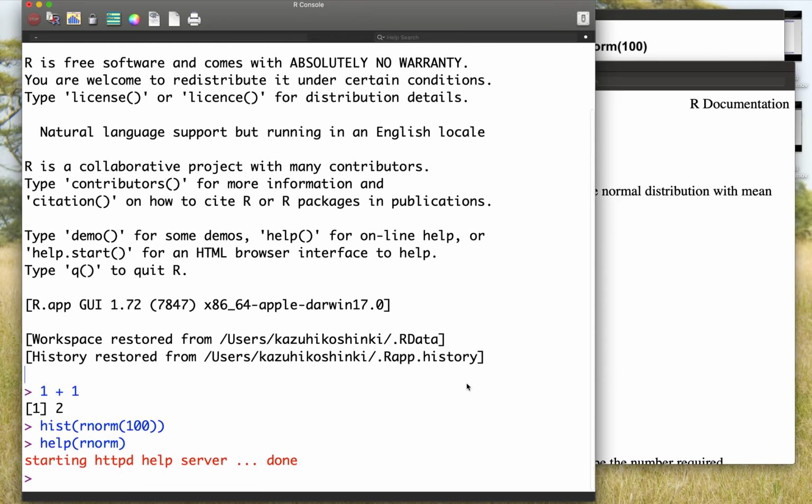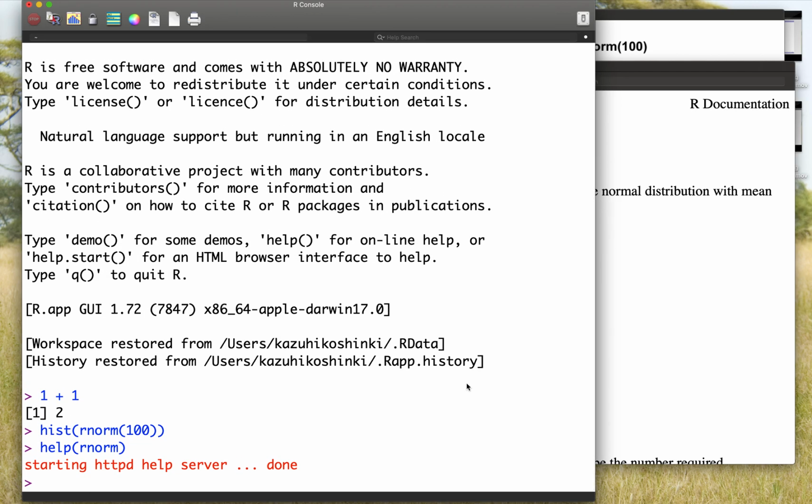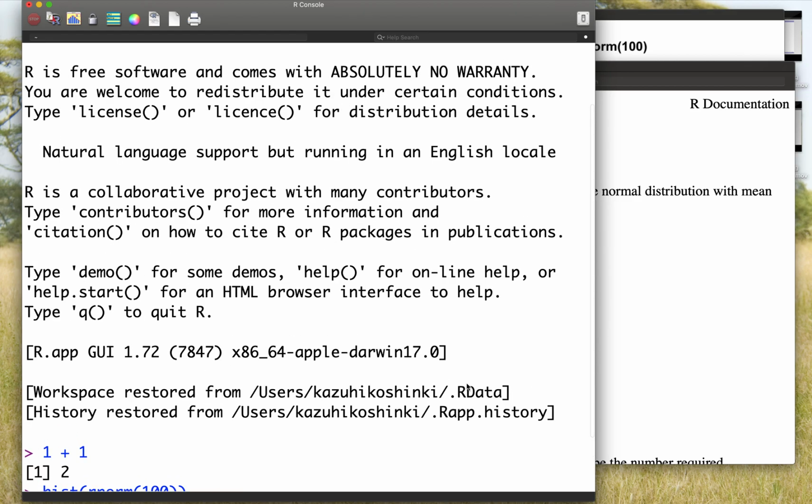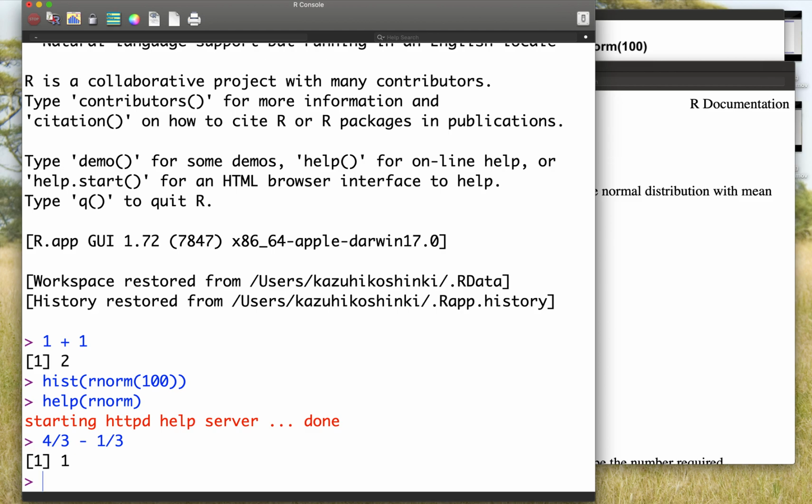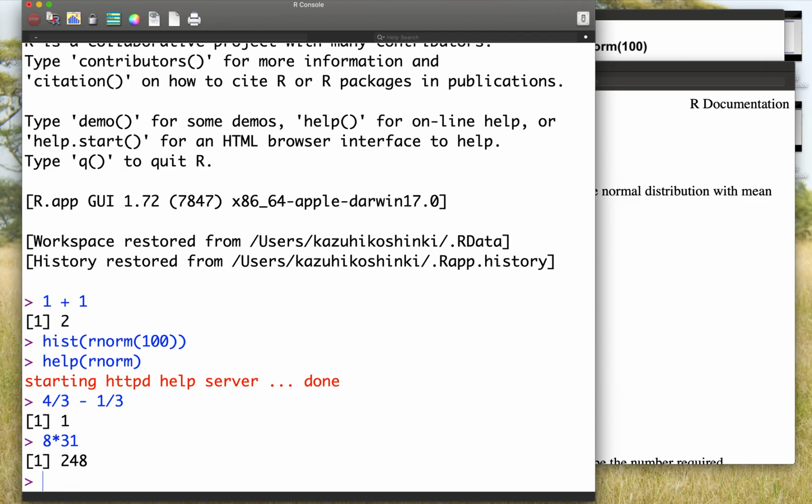Okay, now we want to discuss basic operations. We have already done addition, and subtraction is the same. For example, 4/3 minus 1/3 is 1. If you type this, then this becomes 1. Or you can multiply 8 and 31, then you get 248. Division is just the slash symbol.